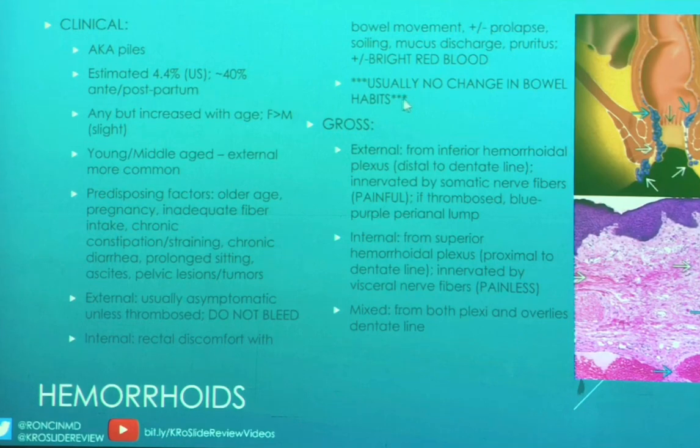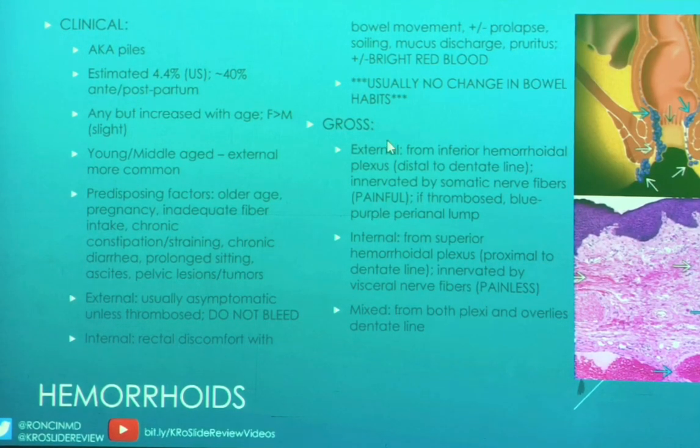Hemorrhoids usually do not cause changes in bowel habits, okay? So if you have a patient who's complaining of changes in bowel habits, that's usually more proximal, and it's usually more indicative of things that need to be investigated. So whether this patient is due for a colonoscopy or C-scope, those kind of things, like something probably more insidious than simple hemorrhoids.